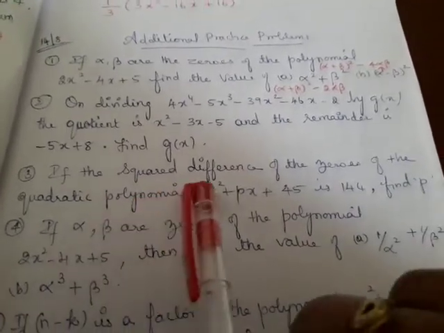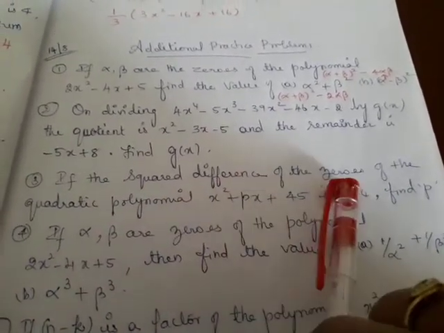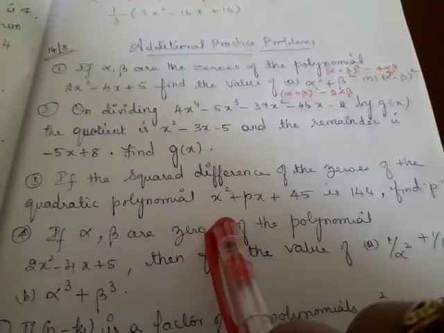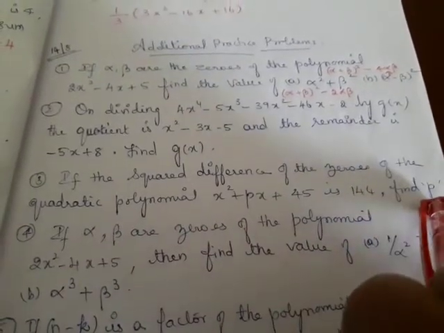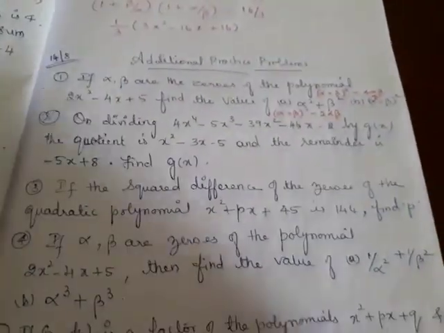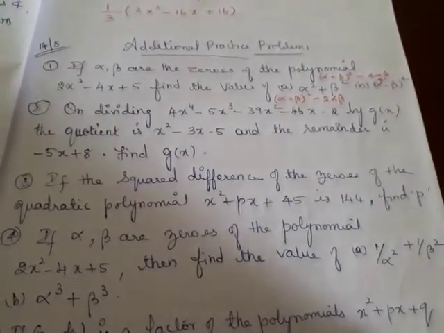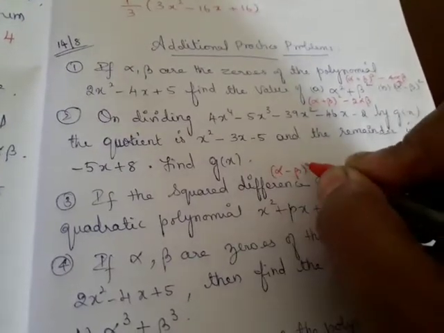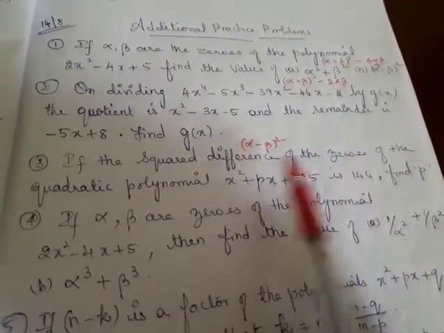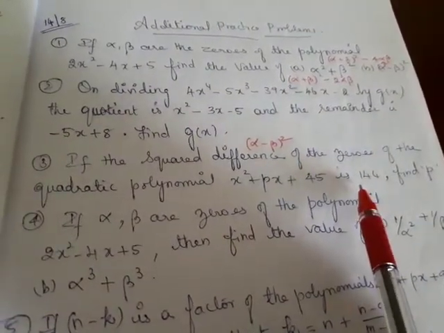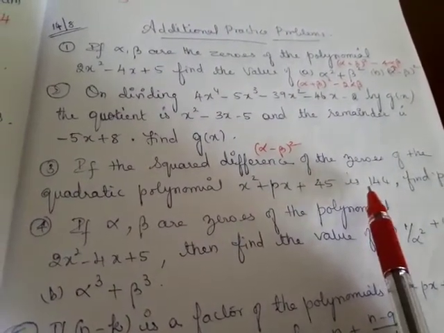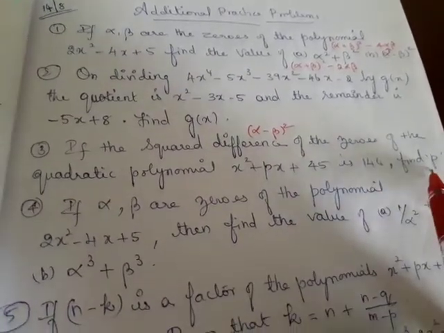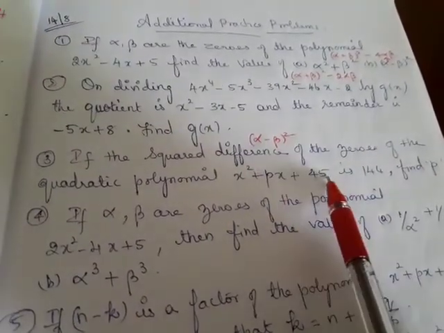Third one, if the squared difference of the zeros of the quadratic polynomial is 144, find p. What is meant by squared difference? Squared difference of the zeros, which means alpha minus beta the whole square. Squared difference means alpha minus beta the whole square. So alpha minus beta the whole square is equal to 144. So using this, you have to find what is your p, and they have given you the polynomial, right?